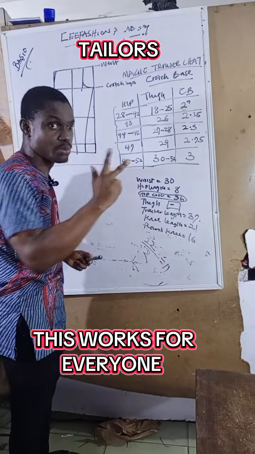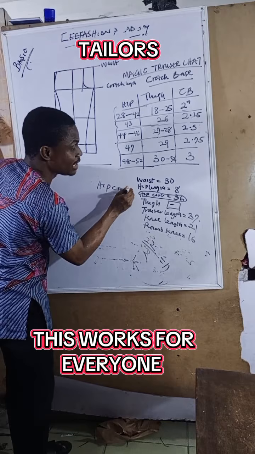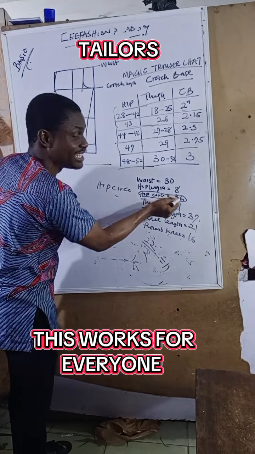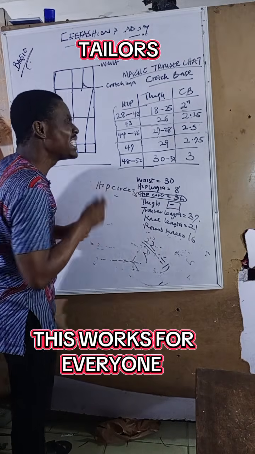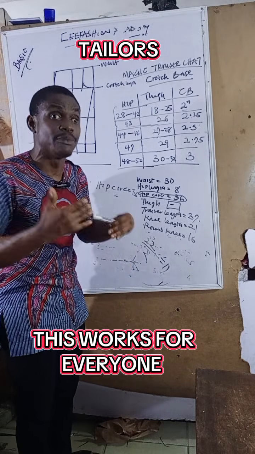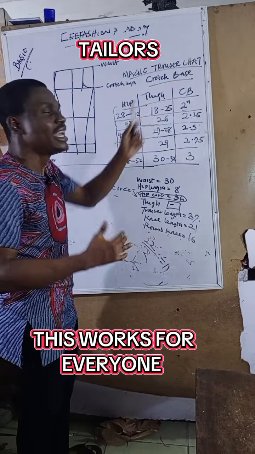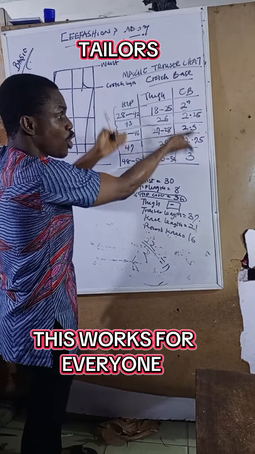In order for you to get this thigh, we need two things: the hip circumference, and the next one we call the crotch base. Do you understand? This crotch base is very, very important. For those of you that don't know about the crotch base, I'm going to teach you how to get it. Now look at this preset. As you can see, all these numbers, I've written down for you, so you can go ahead and copy them down. It's very important.